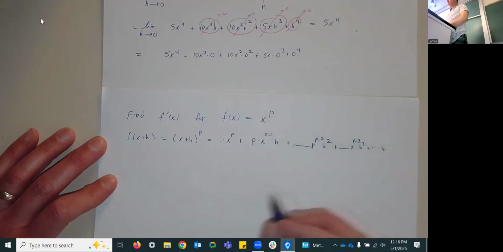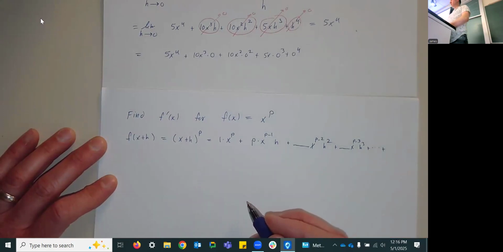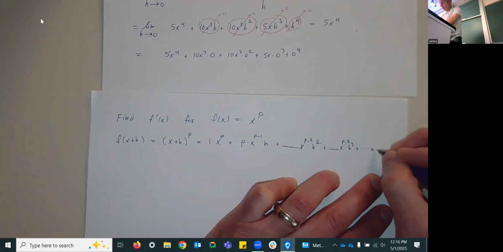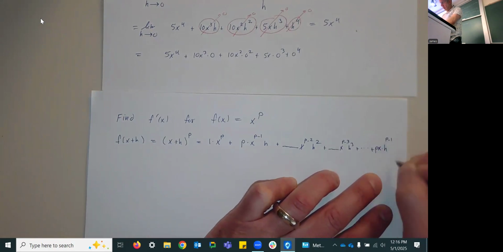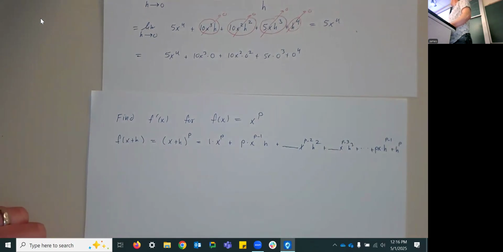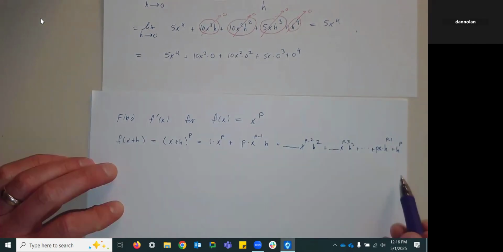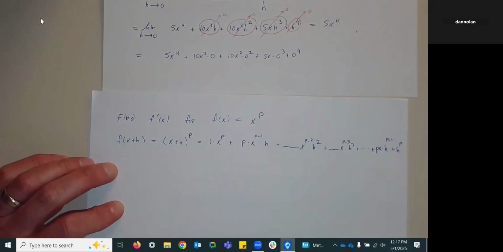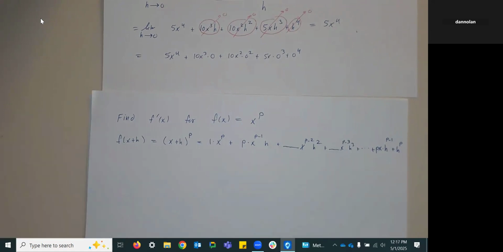I do know the coefficients of the last couple terms because there's symmetry in Pascal's triangle. So my second to last term, which I'm probably going to squeeze in here, is going to be p times x times h to the p minus 1, and the very last term is going to be 1 times h to the pth power. So I've got all these terms. I don't know what the coefficient here or all the middle ones are, and it's not going to matter. So that's why we're not too worried about it. So let me fix this here real quick.